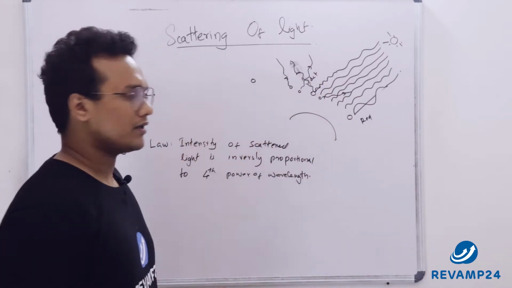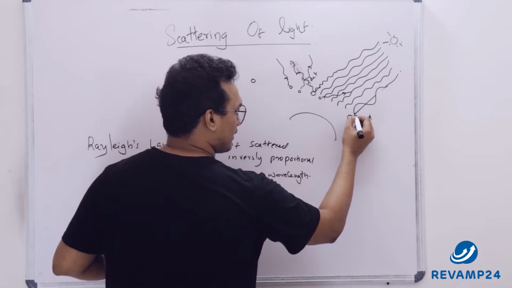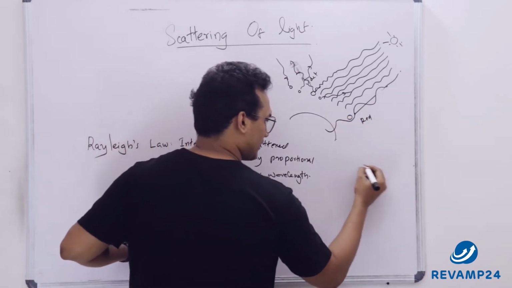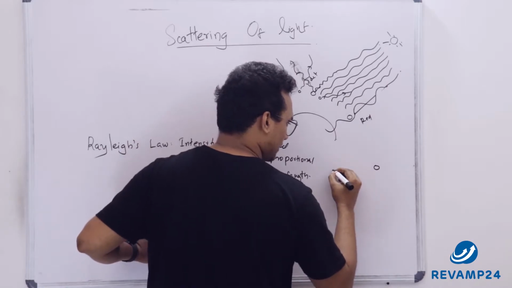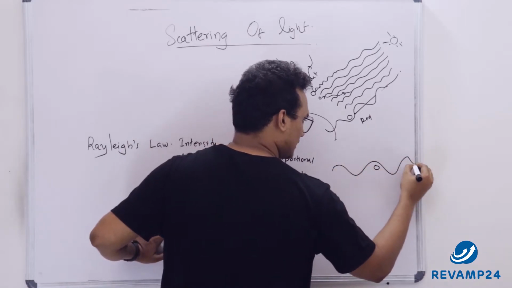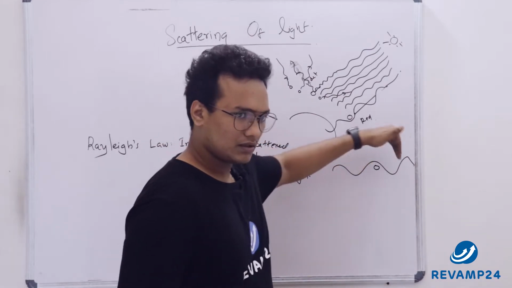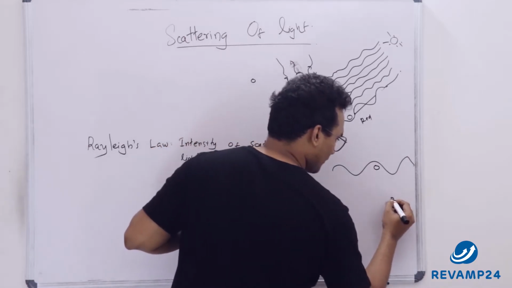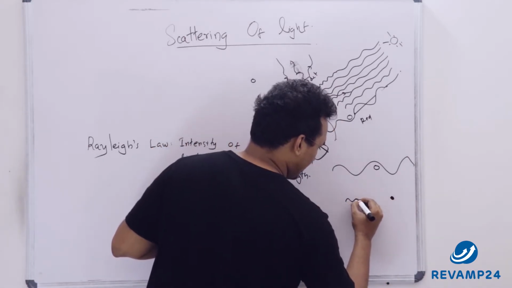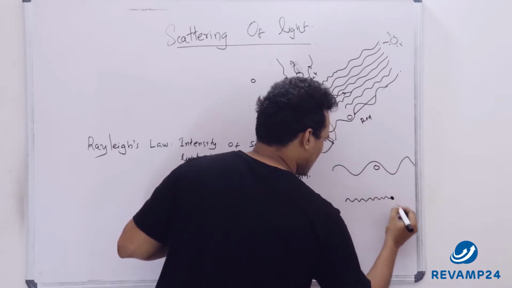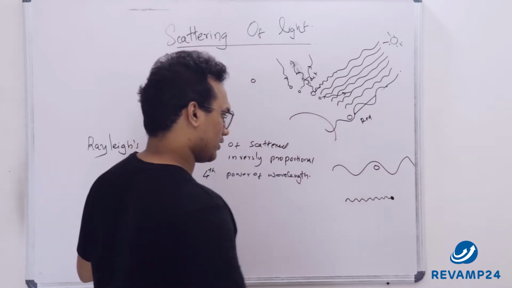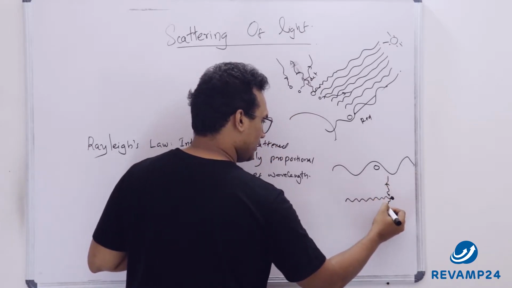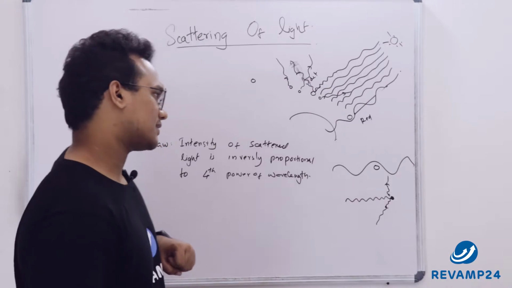What will happen to the red? For red, the ray can easily pass over. If this is the dust particle and the wavelength is more, it can simply pass across the dust particle. But in the case of violet and blue, their wavelength is so less that scattering would occur. After scattering, they would go in different directions. So this is simply reflection on the dust particle.